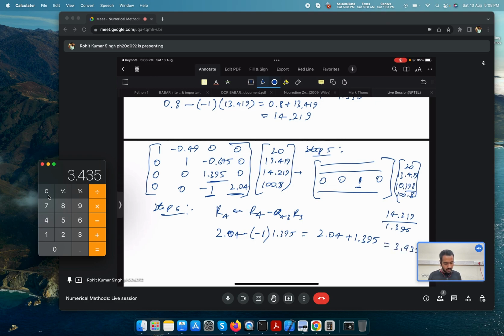You have 3.435. Okay, and for the B element here, you have 100.8 minus of minus 1 times 14.219, so this is 100.8 plus 14.219. What will be the value? Let's see, 100.8 plus 14.219 is 115.019.